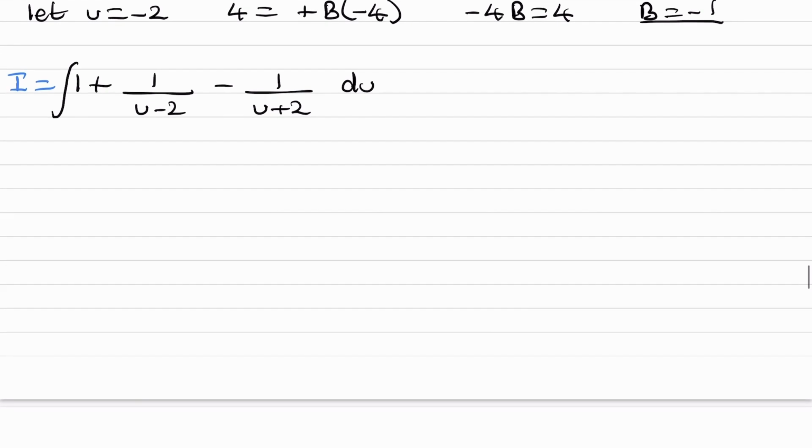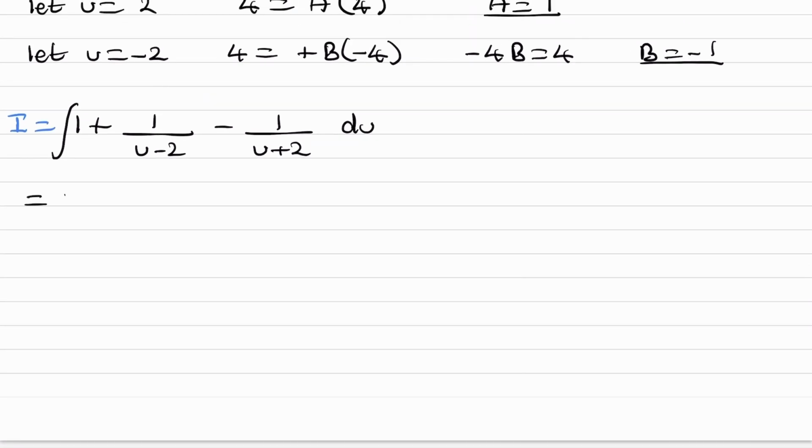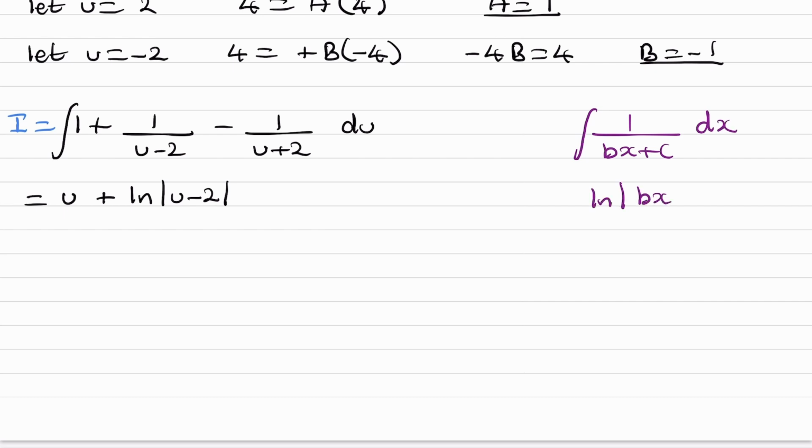And now we integrate each term. So the 1 just becomes u. The second term, 1 over u minus 2, becomes ln of u minus 2. Whenever we have something of the form 1 over bx plus c, the integral of this would be of the form ln of bx plus c. And then we just have to differentiate this to think about, does it give us exactly what we have here, or is it off by a factor? In our case, if we differentiated this using the chain rule, it would give you exactly this. So no need to put any kind of factor in front of this ln.